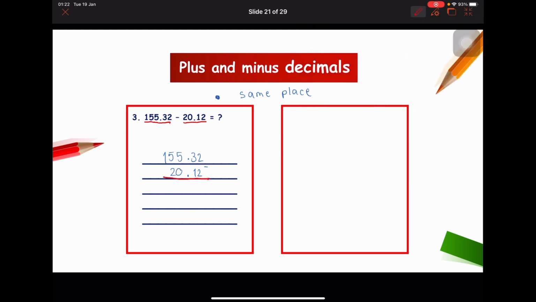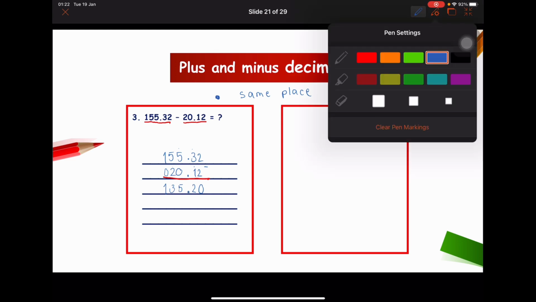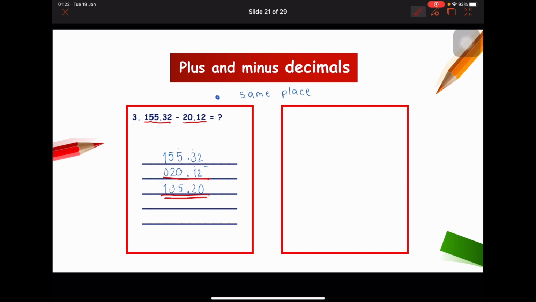Thank you. Okay, next, 2 minus 2. Start from right to left. 2 minus 2 equal to 0. 3 minus 1 equal to, tick tock, so easy. 3 minus 1 equal to 2. And 5 minus 0, 5 minus 2, 3. And this one, 1 minus 0 equal to 1. Don't forget about the decimal point. Good job. Underline with your red pen.